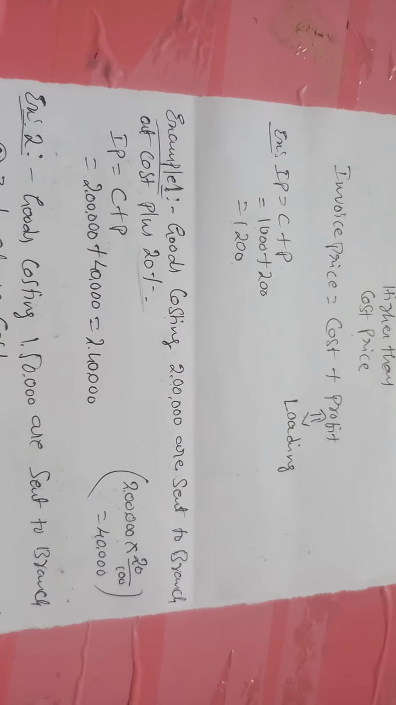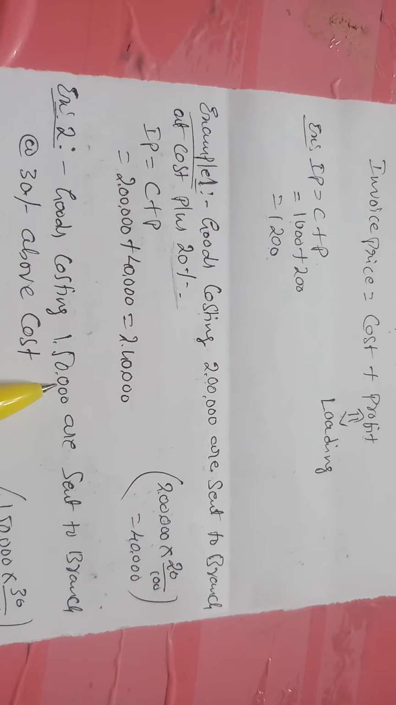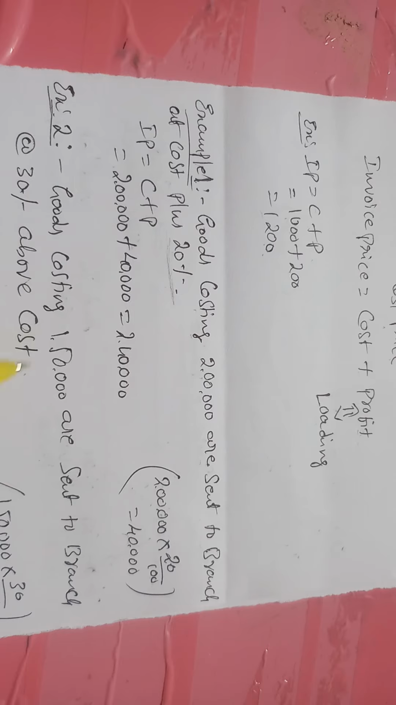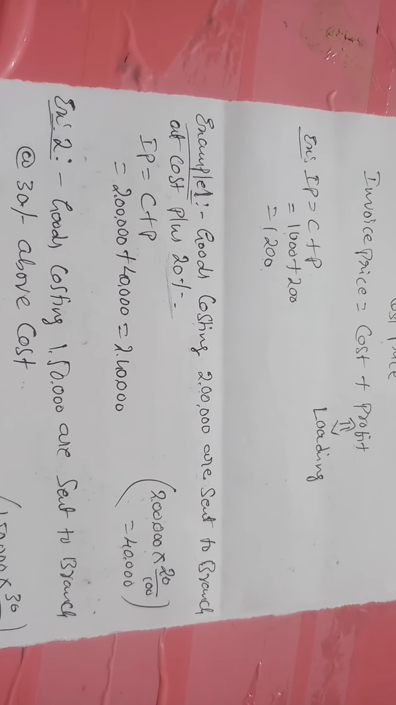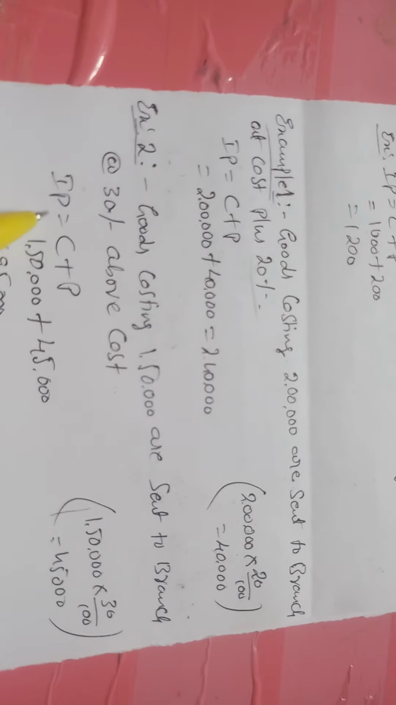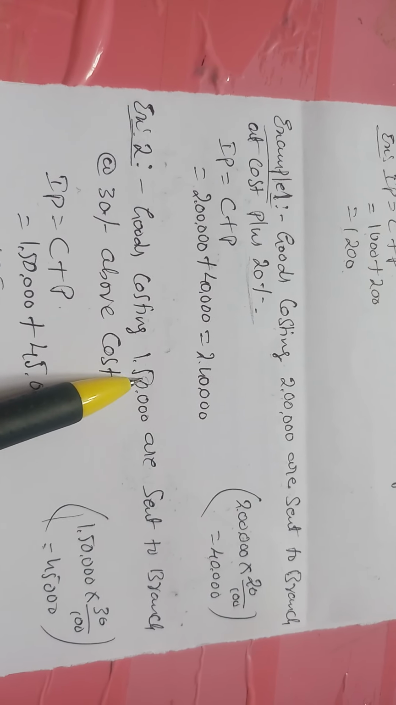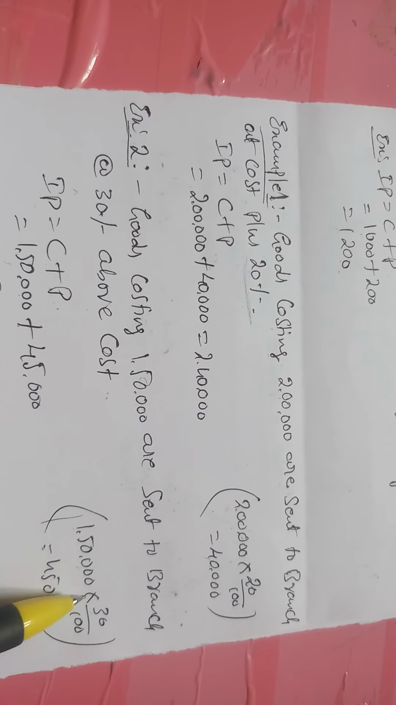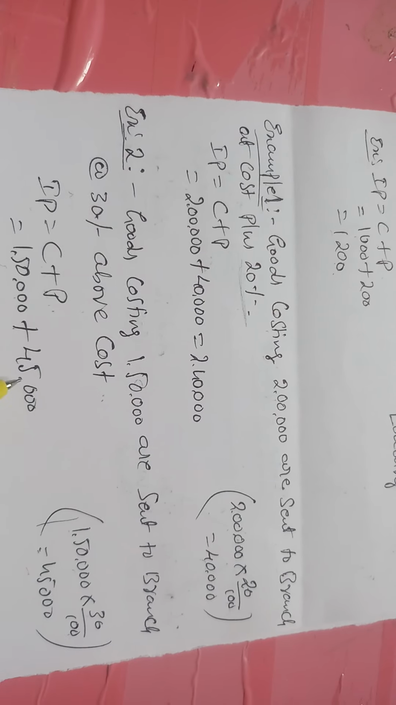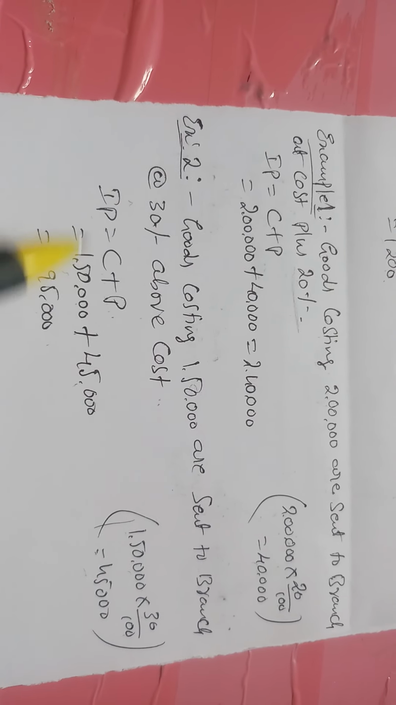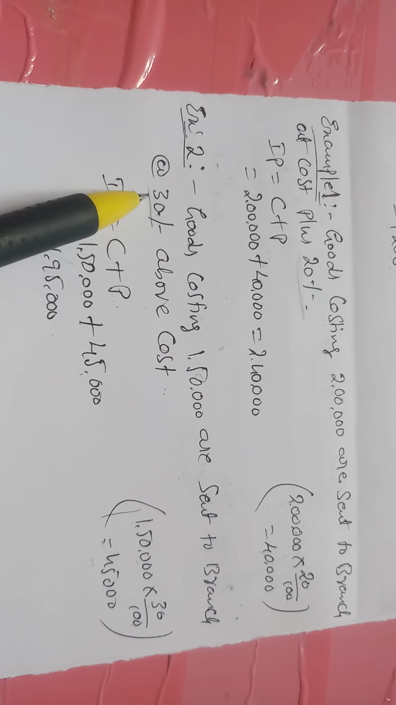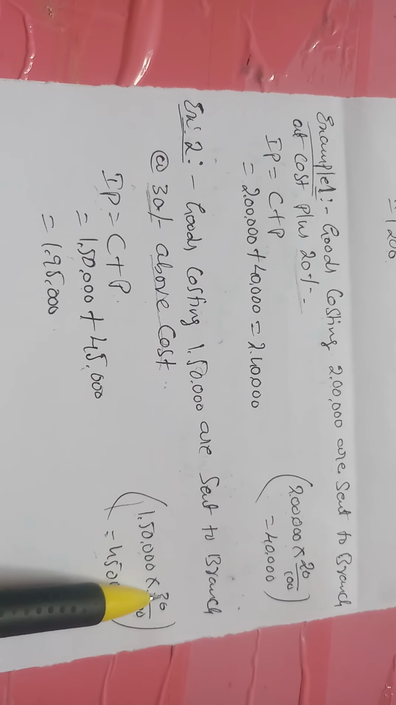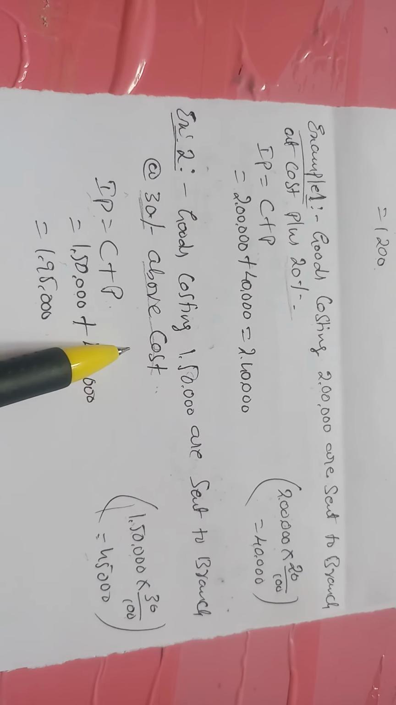So I'll go to the second example. Goods costing rupees 1,50,000 are sent to branch at 30% above cost. So it is based on the cost, 30%. How are we calculating here? Same formula: invoice price is equal to cost plus profit. Cost we already know, 1,50,000, plus profit. We have to calculate the profit. 1,50,000 into 30% is 45,000. So 45,000 plus cost, total 1,95,000, is the invoice price. The profit is given based on above cost, so that's why we are taking the 30% directly on cost. So this is the second example.